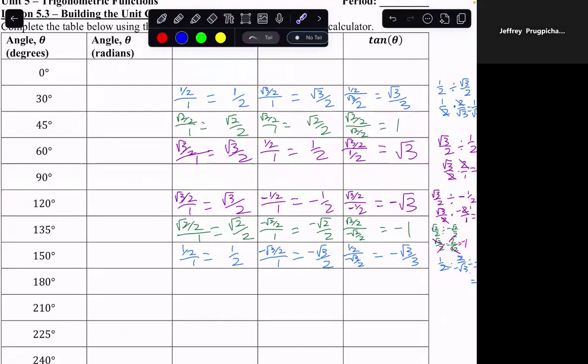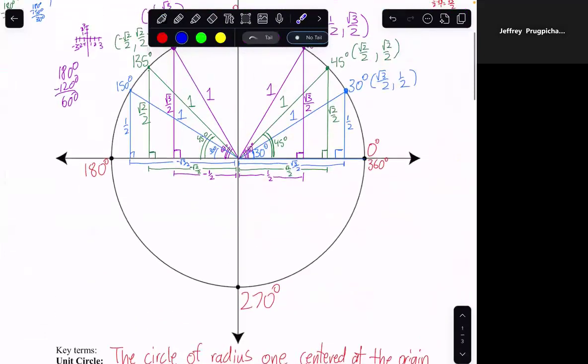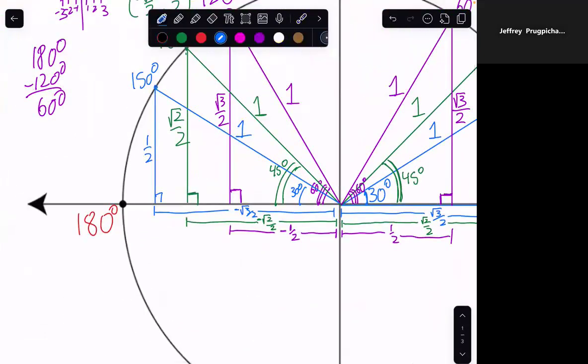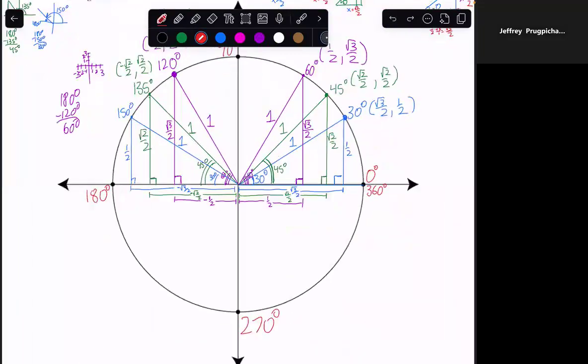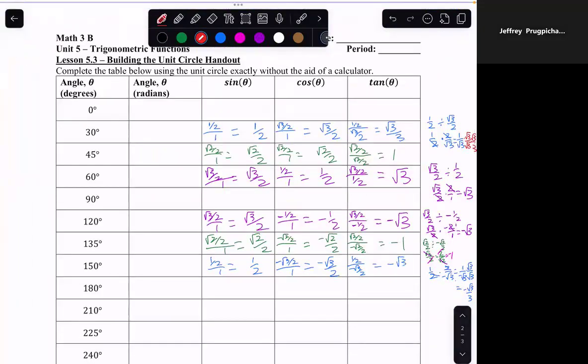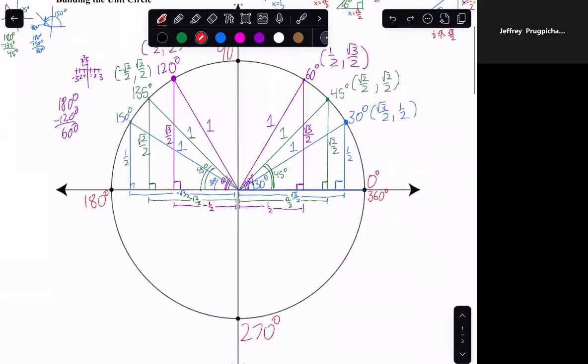All right, so next up is 180 degrees. But if you do 180 degrees, you're already on the x-axis. So if you draw the line straight down, you don't go anywhere. So you again cannot form a triangle with the 180 degrees. So again, we'll just skip it for now. Okay, so we'll skip 180.